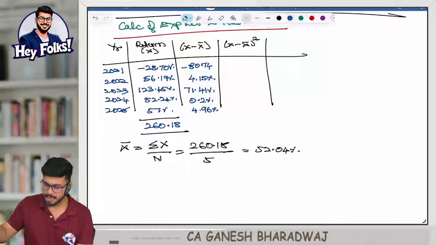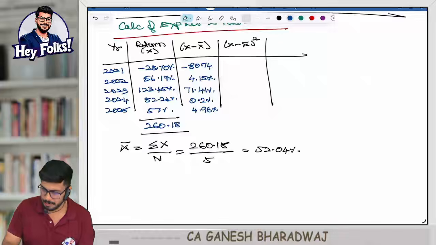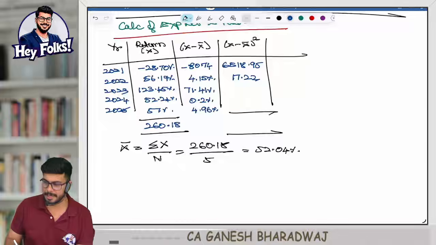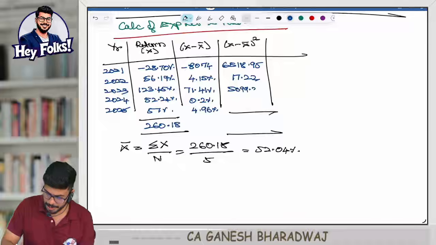Then what will you do? Square it. Come on, how will you do it? 80.74 into is equal to, figure. How much? 6518.95. Is that clear? Then 4.15 into is equal to 17.22. Next, 71.41 into is equal to 5099.39. Very good. Next, 0.2 into is equal to 0.04. Next, 4.96 into is equal to 24.60. Add it up. How much do you get?